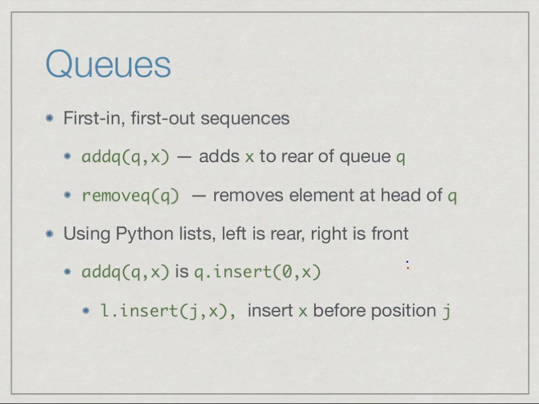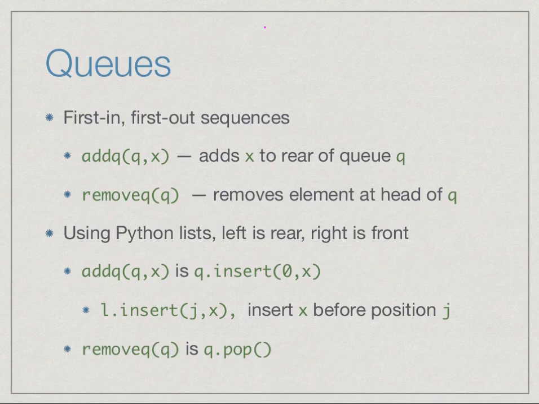So if I have a queue of this form, which has some values v1, v2 and so on, then this insert function will just put an x at the beginning. And as we said before, the reason we have chosen to use this notation is that we can then use pop to just remove the last element of the list. So queues and stacks can both be easily implemented using built-in lists.